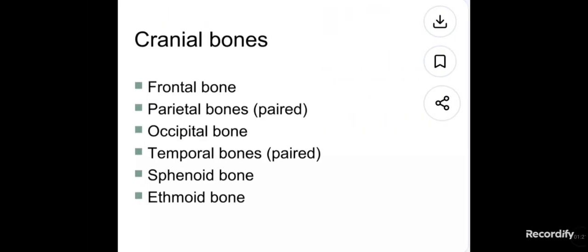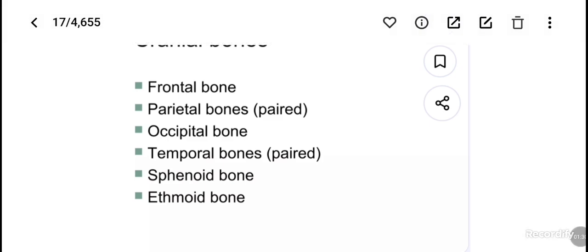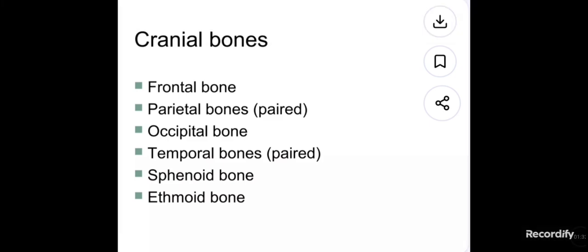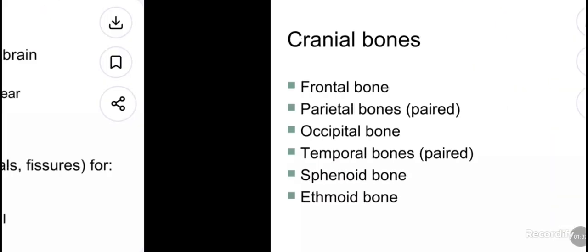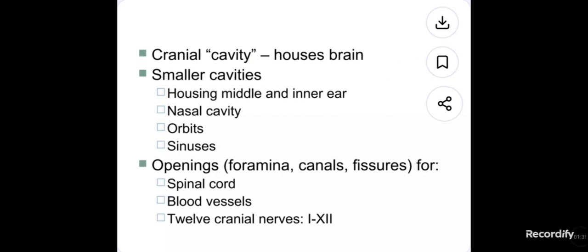Then the cranial bones. There are 6 cranial bones: frontal bone, parietal bone, occipital bone, temporal bone, sphenoid bone and ethmoid bone. The parietal bones and the temporal bones are paired bones. The cranial cavity houses the brain. Smaller cavities house the middle and inner ear, nasal cavity, orbits and sinuses.